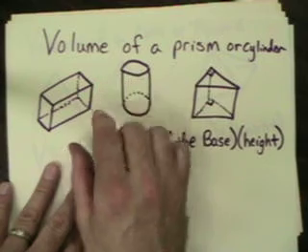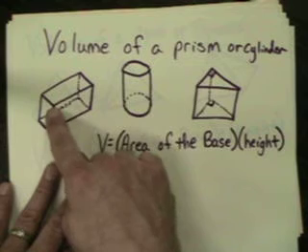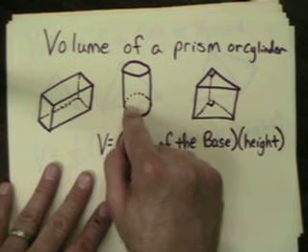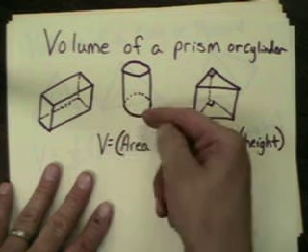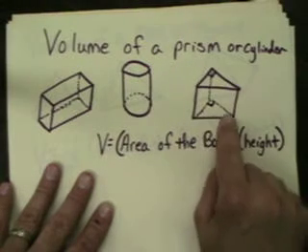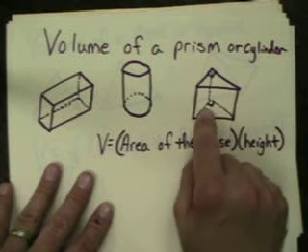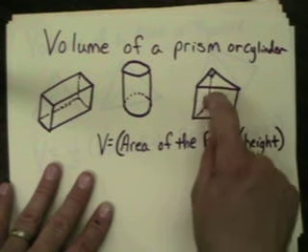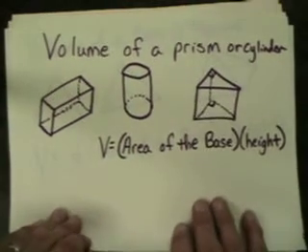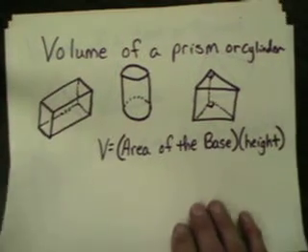But what you were really doing is length times width is the area of that rectangle on the bottom, then multiplying it times height. Let's extend that. Let's find the area of the circle at the bottom, that'd be pi r squared, and multiply it times the height of the cylinder. Let's find the area of the triangle at the bottom, that's 1/2 the base times the height of the base here, and then you multiply it times the height of the prism. So we get a couple of different formulas for finding the volume of prisms and cylinders.